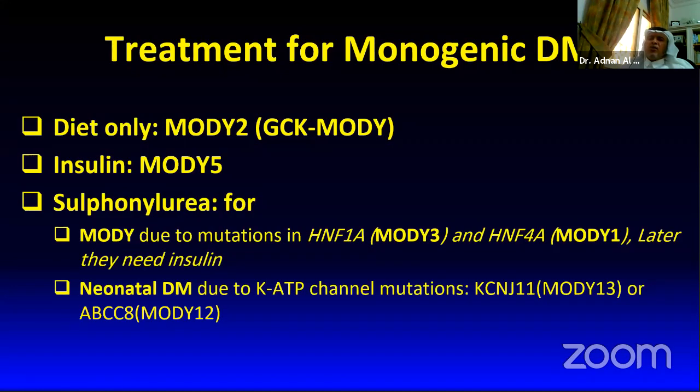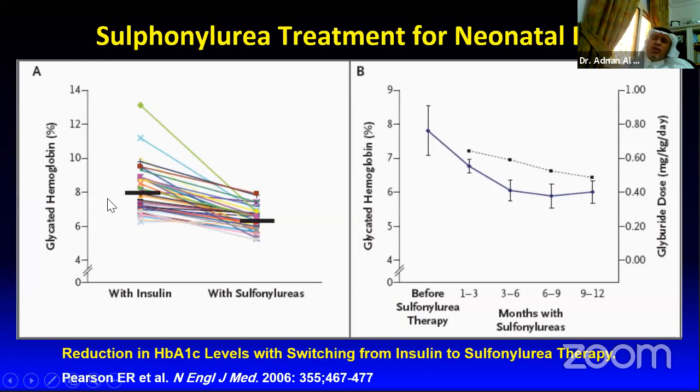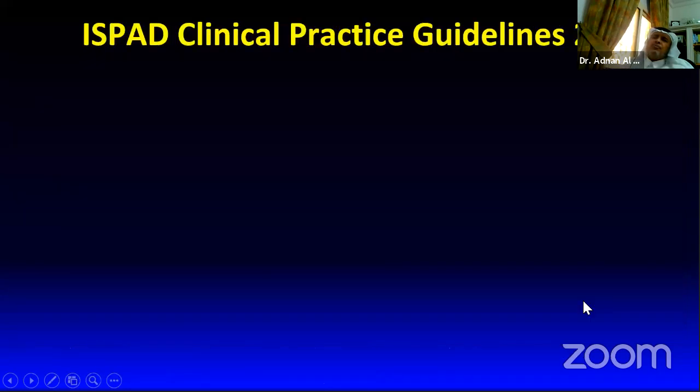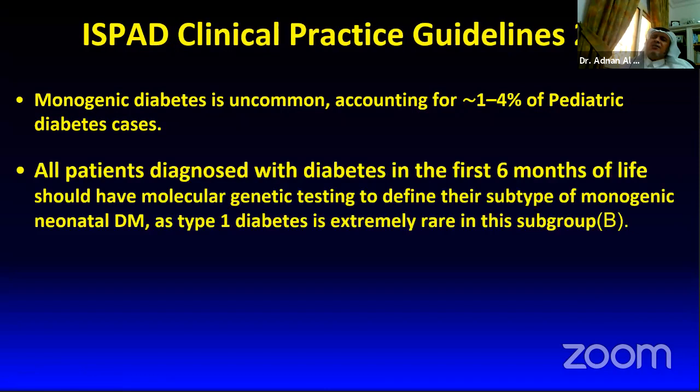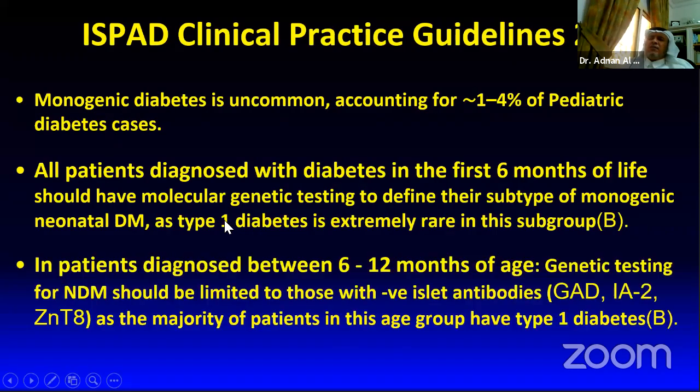This is why it is important to do the genetic testing, because you could really change the treatment from insulin to sulfonylurea. This study showed that they respond very well to sulfonylurea after many months. The guidelines recommend that all patients with diabetes diagnosed in the first 6 months should have genetic testing. If it is less than 1 year, then do autoantibodies. If they are negative, then you have to do the genetic testing.